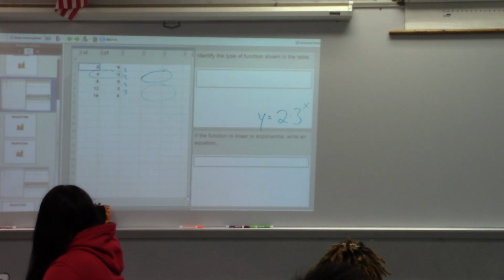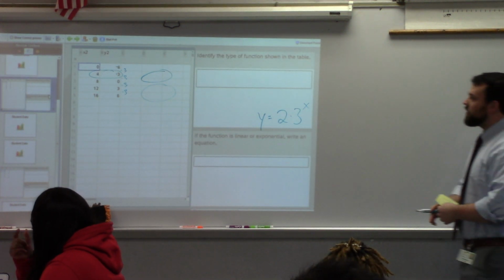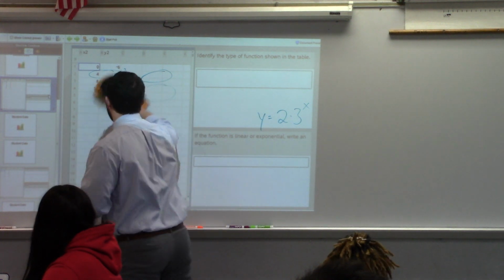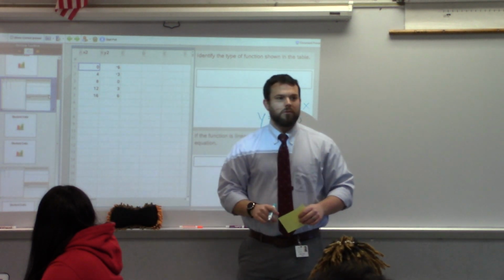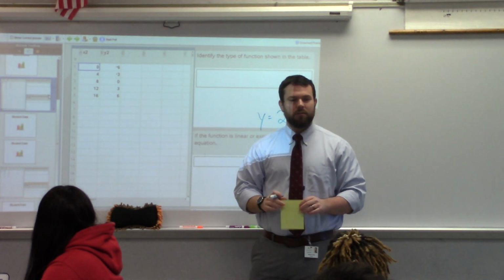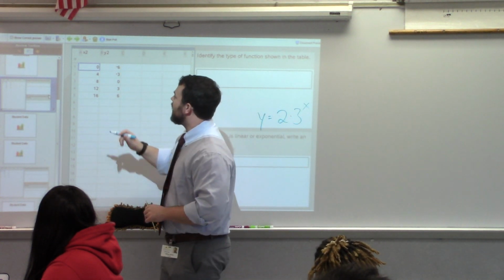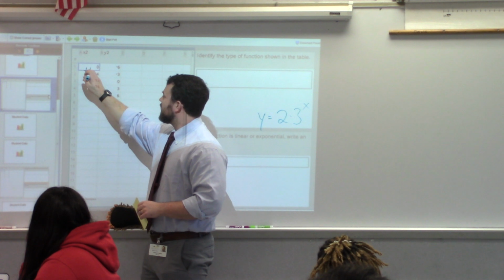So linear. What do we see going on with these numbers that makes it linear? Addition. Yeah, constant additive rate of change. Where do we see that idea? Plus 4 and plus 3. Yeah. Plus 4 on the x, and plus 3 on the y.